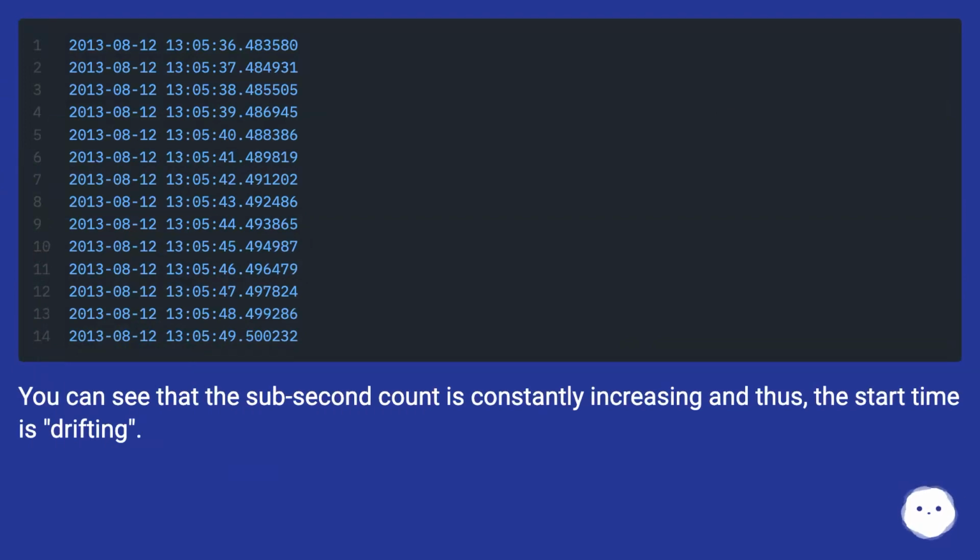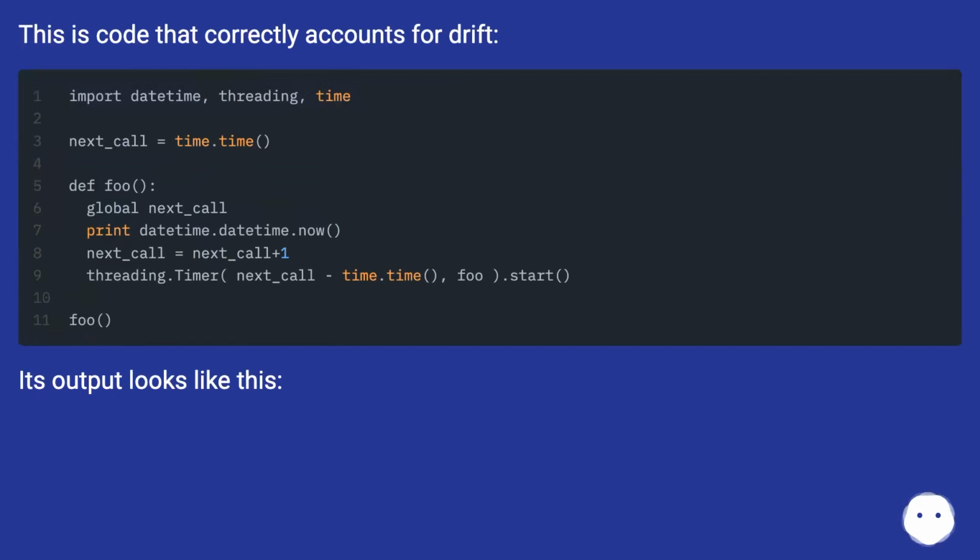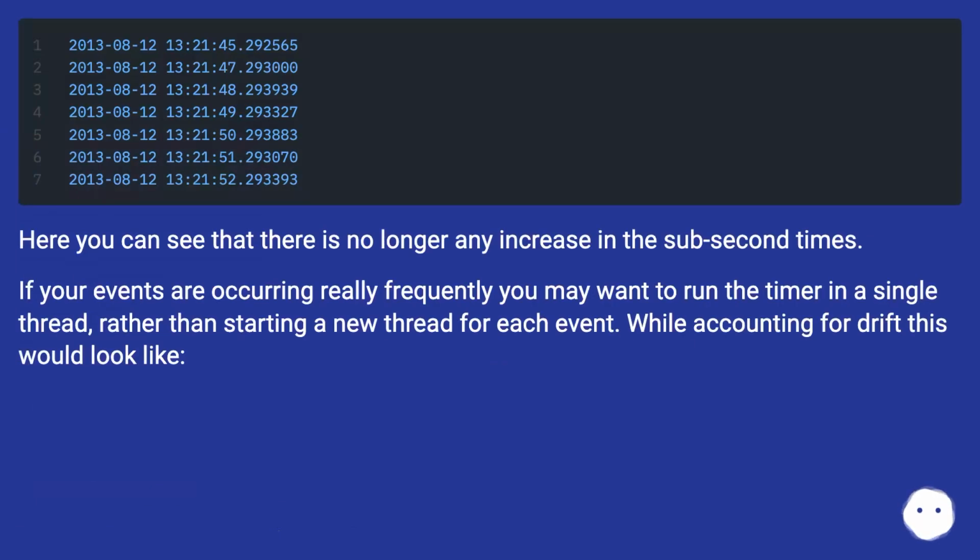You can see that the sub-second count is constantly increasing and thus the start time is drifting. This is code that correctly accounts for drift. Its output looks like this. Here you can see that there is no longer any increase in the sub-second times.